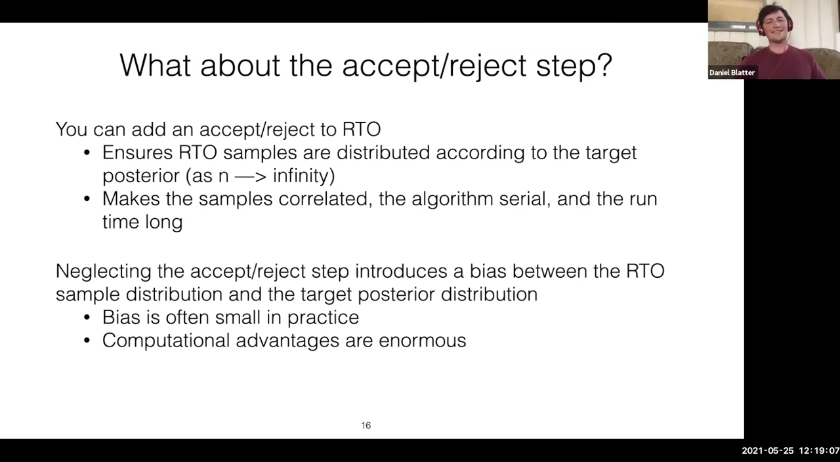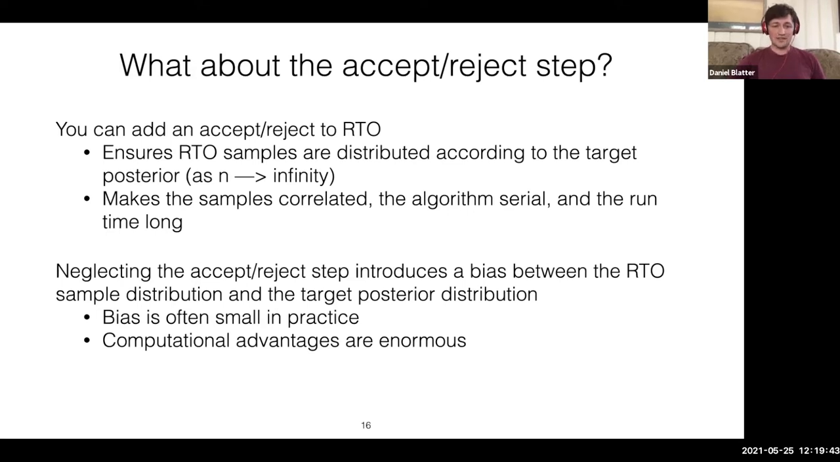All right, what about that accept-reject step? I told you that Bayesian sampling basically means you first generate a candidate model, then you compute its posterior probability, and then you decide whether to accept or reject it. Well, you can add an accept-reject step to RTO. It ensures that the RTO samples will be distributed according to the target posterior, the posterior that you are targeting, the one I showed you earlier, as n approaches infinity. However, it makes your samples correlated, the algorithm serial, and the runtime long, which ruins all the computational advantages of doing RTO in the first place, and you're back to all of the drawbacks of MCMC.